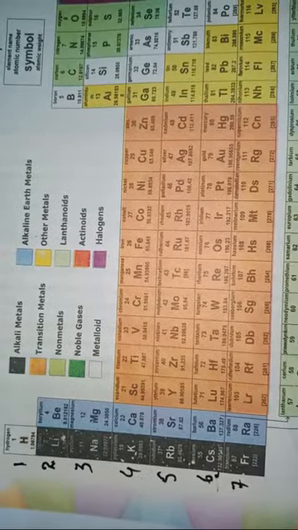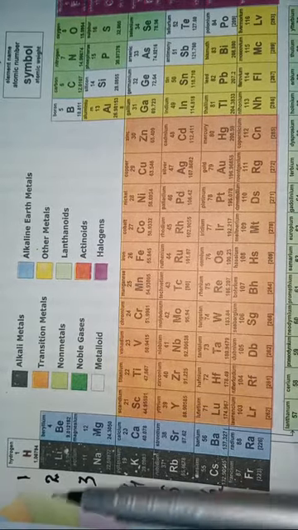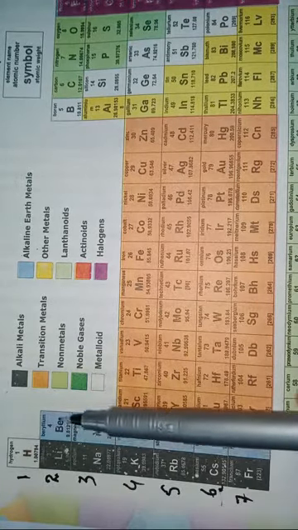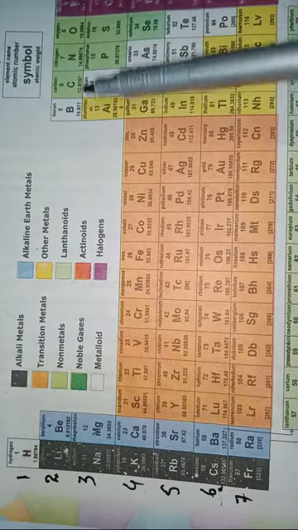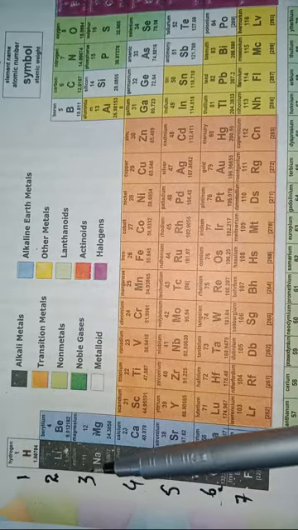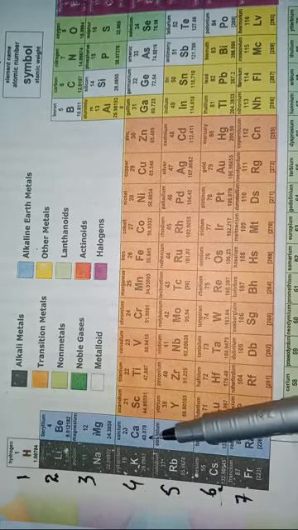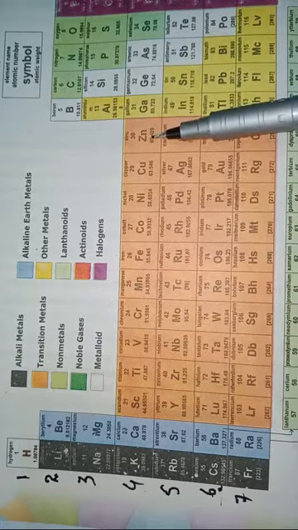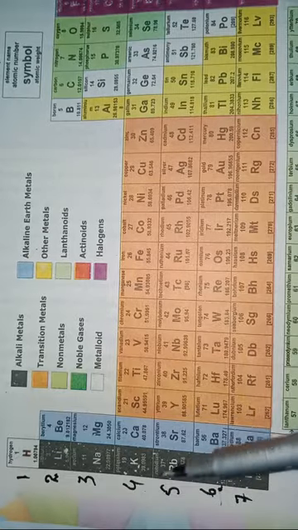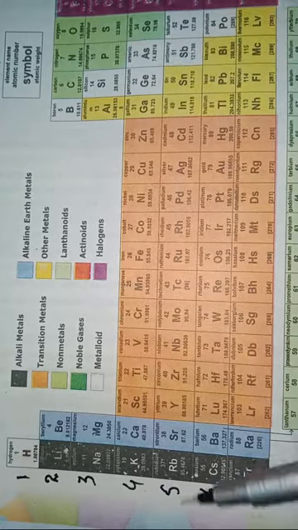Now let me explain the elements in each period in the periodic table. The first period consists of hydrogen and helium. In the second period, lithium and beryllium belong to the S block, while the remaining from boron to neon belong to the P block. Same is the case for the third period elements. In the fourth and fifth periods, there are 2 elements belonging to the S block, 10 elements belonging to the D block, and 6 elements belonging to the P block. So in the fourth and fifth periods, there are S block, D block, and P block elements.